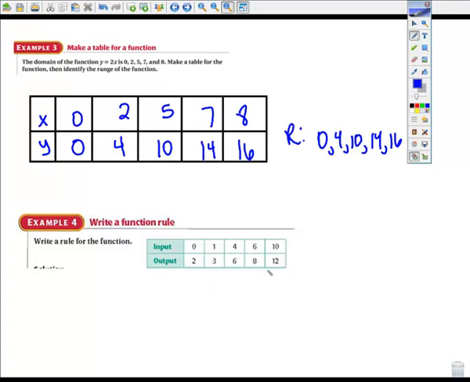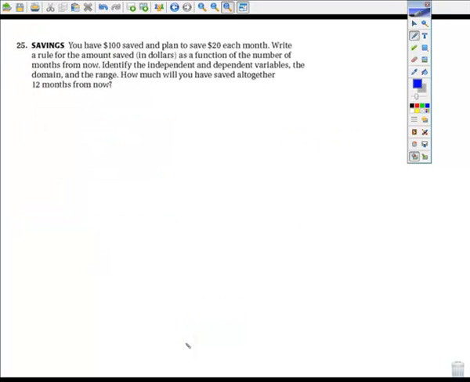Here they want us to write a rule for the function. So we're trying to figure out what we do to x to get the y, and we have to be able to do the same thing. So it looks to me like we're taking our x and we're adding 2. 0 plus 2 is 2, 1 plus 2 is 3, 4 plus 2 is 6, etc. So x plus 2. What are we doing to the input to get the output? Y equals x plus 2.